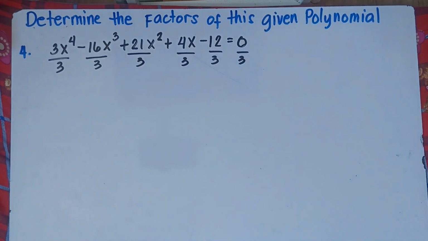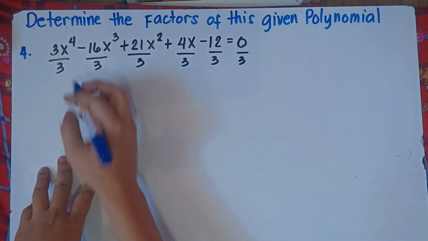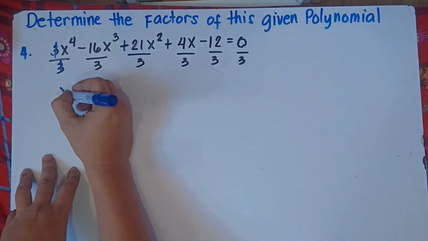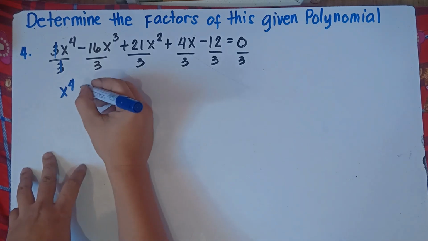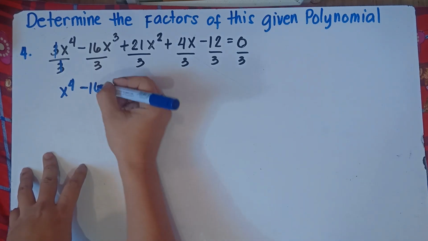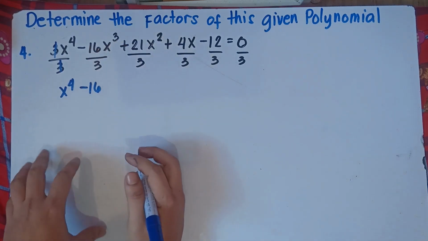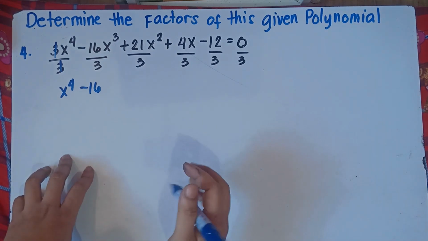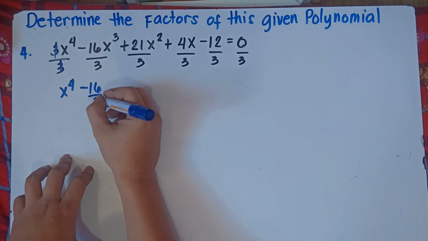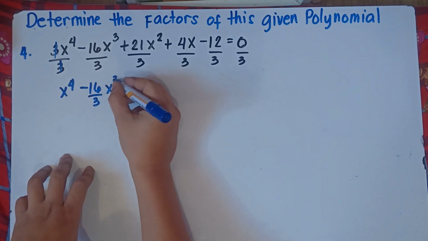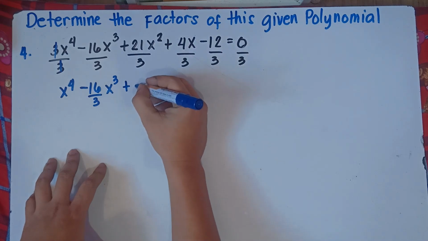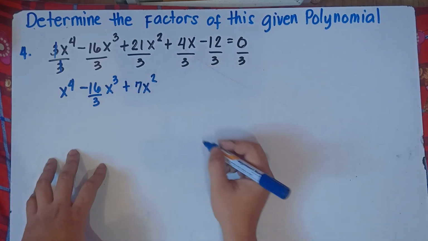And our new polynomial will be, so you can cancel this out because 3 divided by 3 is 1. So this will be x raised to the power of 4 minus 16. 16 divided by 3, we cannot divide that one because we get a decimal answer. And we're not allowed to have a decimal answer. Just simply copy 16 over 3, then x cubed. Then positive 21 divided by 3, that's 7x squared.